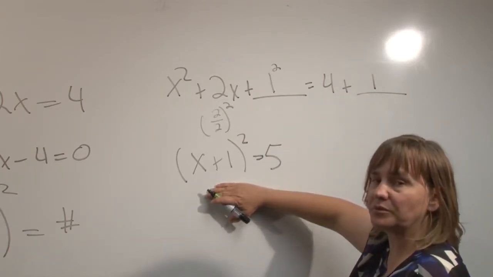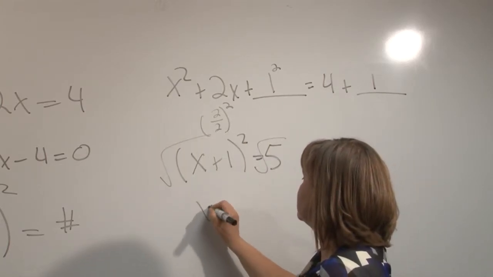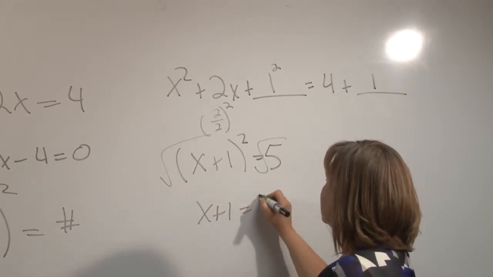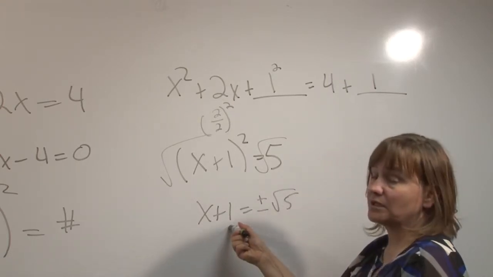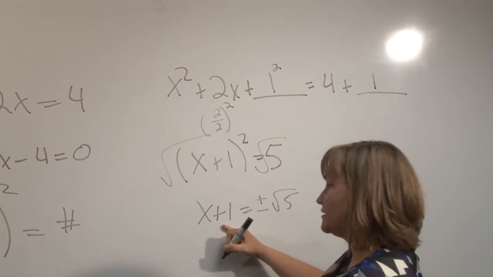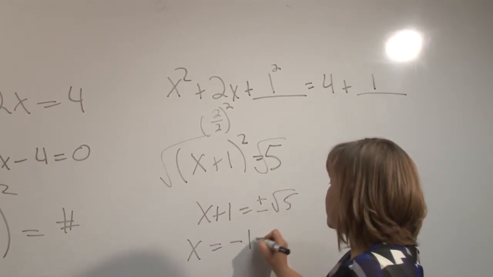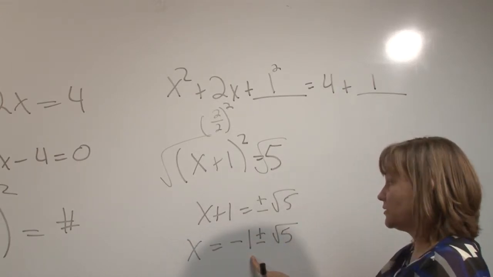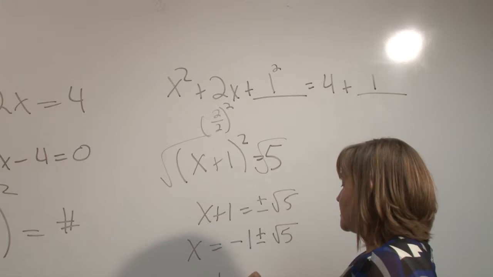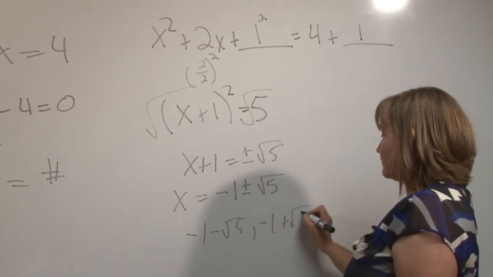Now it fits the square root property. I can take the square root of both sides of the equation and get a positive and negative root 5. Again, we're not done solving. I'm going to have to subtract 1, but I'm going to put it in front of the radical. This really is 2 answers. I have negative 1 minus root 5 and negative 1 plus root 5.